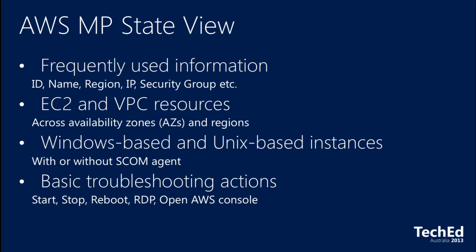There's also some really basic troubleshooting built into the console. So you can start, stop and reboot EC2 instances from the SCOM console, as long as the user that you've set up has access to be able to do that in your AWS console. So you need to make sure that if you are setting this monitoring up, then in the AWS console you have a user account that's got access to the CloudWatch API.